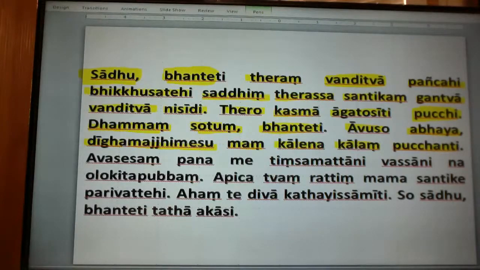Not always. That means not always. To me, the other man asks me about the Digha Nikaya and Majjhima Nikaya, sometimes, not all the time. He mentioned like this. Avasesan Pana means the remaining Nikaya, the collection of the Buddha's teaching.